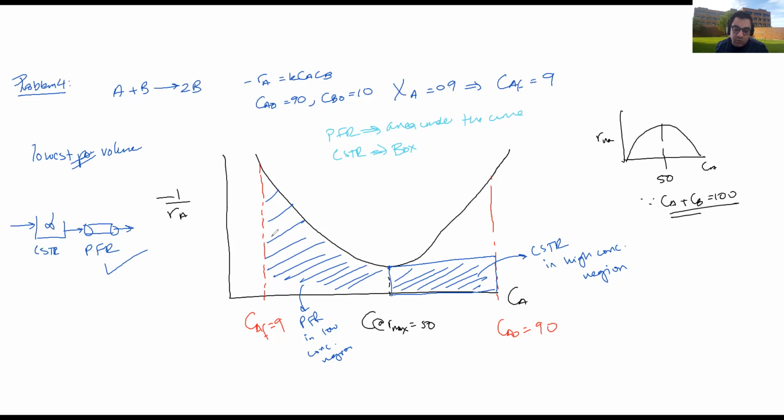And again, you should always remember that if you only have one reactor you want to use, a PFR will be better than a CSTR, because a PFR will only use the area under the curve. A CSTR will take this entire box. So the volume of a PFR is much lower. All right, so this is problem number 4.